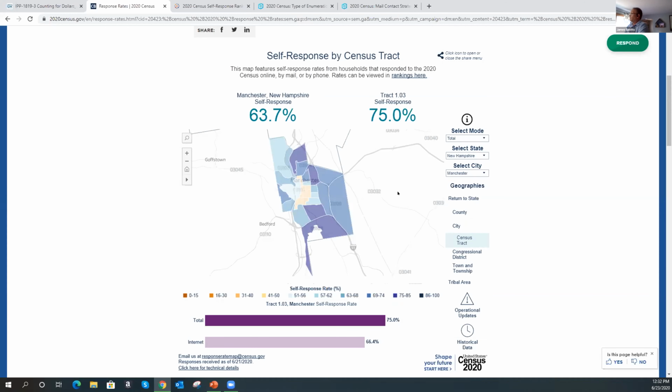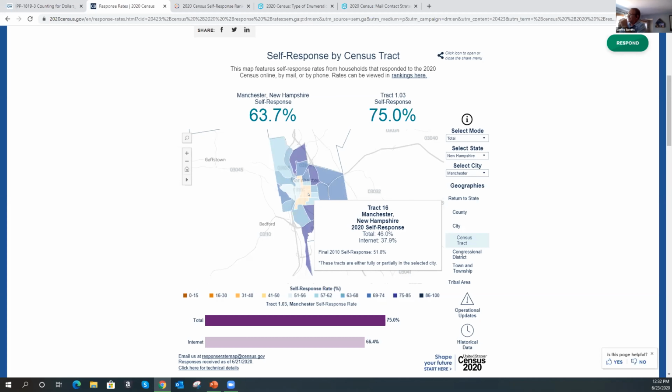Now you notice when you hover over these tracts, it'll give you a few numbers. The first one is the total percentage of households that have self-responded, and the second is the percentage that have responded by internet. There are really 4 ways you can complete the census in 2020. You can do it online, by phone, or by mail. If you don't complete the census those first 3 ways, an enumerator will come to your door and enumerate you to complete the census. In 2010, we had a self-response rate in this tract of 51.8%.